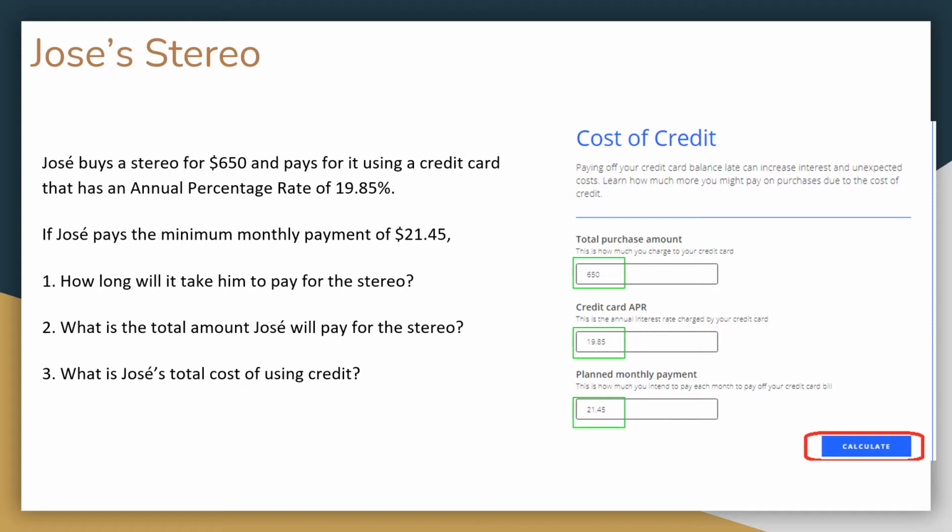Jose buys a stereo for $650 and pays for it using a credit card that has an annual percentage rate of 19.85%. If Jose pays the minimum monthly payment of $21.45, how long will it take him to pay for the stereo? What is the total amount Jose will pay for the stereo? What is Jose's total cost of using credit? In the cost of credit calculator, plug in the numbers and then click on Calculate.